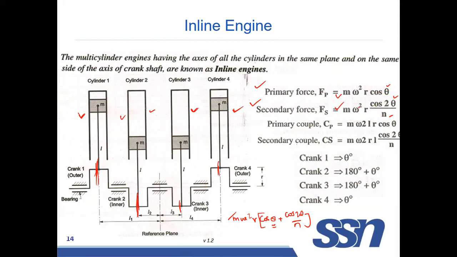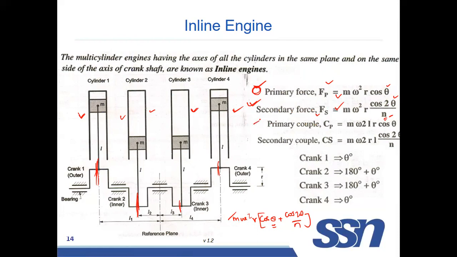So while solving the problem, first solve for the primary force. Then, instead of theta, take 2 theta and multiply by 1 by n. That will give the secondary unbalanced force. So we are going to first solve for the primary, and from the primary we are going to get the secondary force, right?